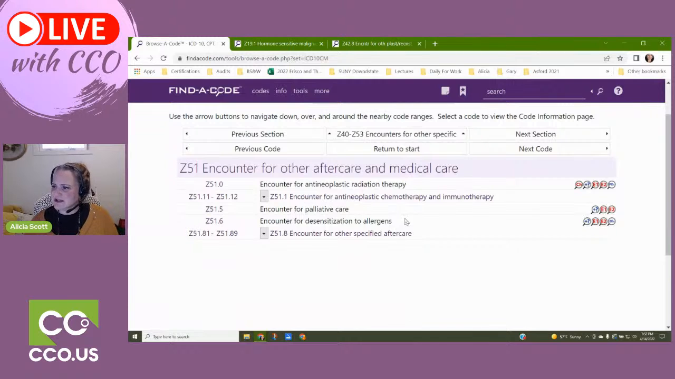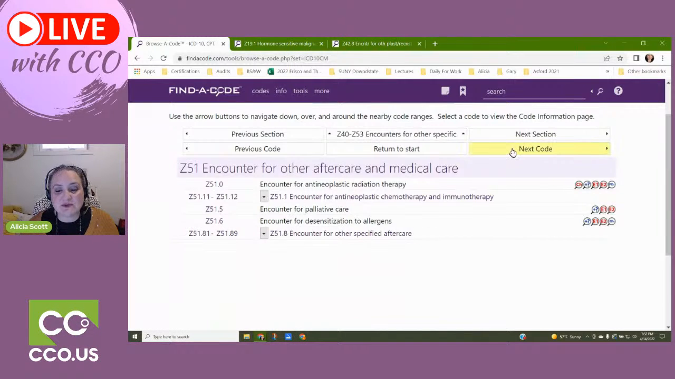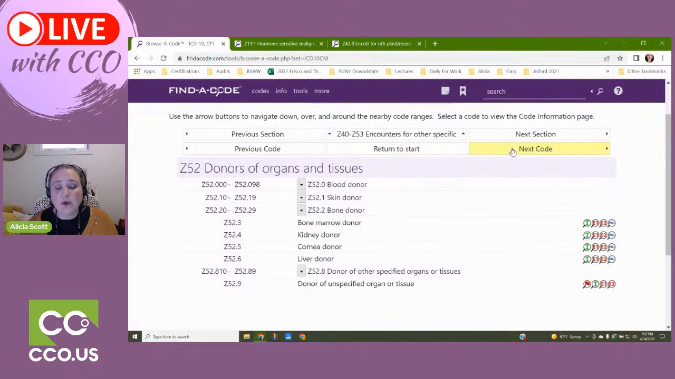Oh, Carol says retained metal could be gunshot. Actually, yes, that could. That would be a retained metal, could be a gunshot. And you know what? They don't always take those things out. We know that because of, you're gonna laugh at me, who's the guy in the red suit? Anyway, because he had the bullet, right? And that's why he had to have that magnetic thing sticking to his chest. Iron Man.